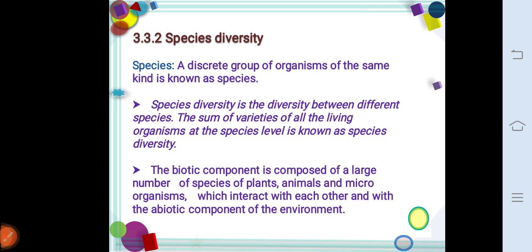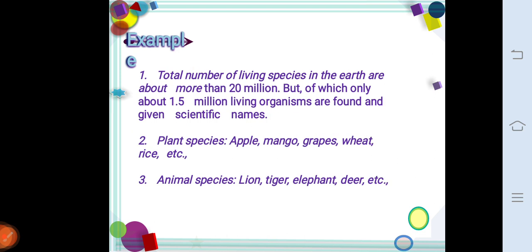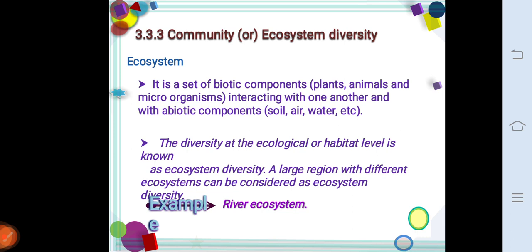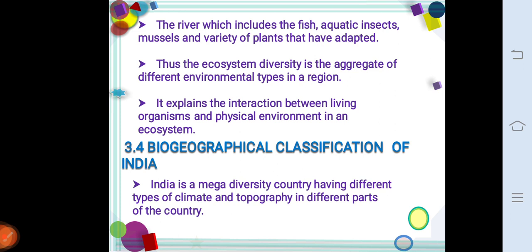Next, biogeographical classification of India. There are various types of biogeographical classifications of India. The first one is Trans-Himalayan regions, upper regions 5.7 percentage of the total area. The second one is Himalayan mountain, third one is desert, fourth one is semi-arid, fifth one is Western Ghats, sixth one is Deccan Peninsula, and seventh one is Atlantic Plain.